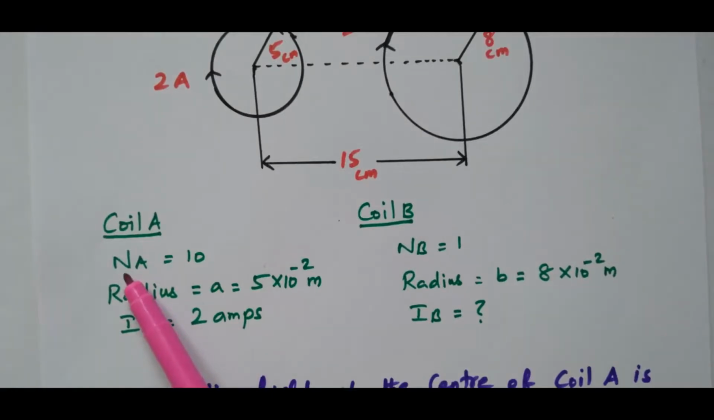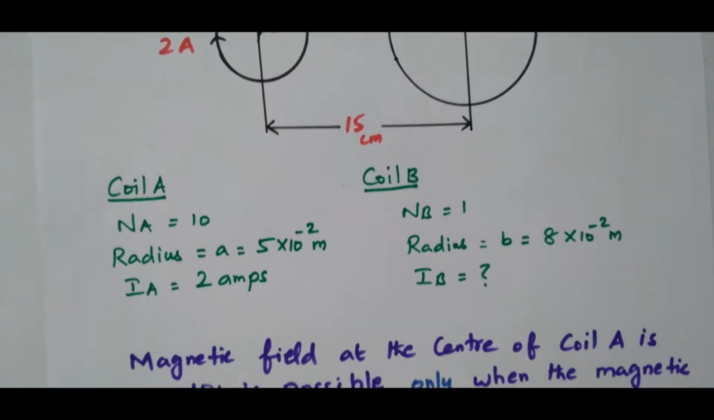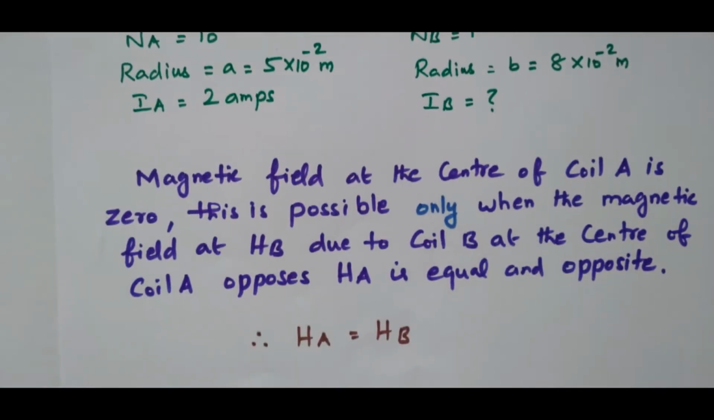The number of turns available for coil A is 10, radius 5 centimeters, that is 5 into 10 to the power minus 2 meter, current is 2 ampere. For coil B, number of turns is 1, radius is 8 into 10 to the power minus 2, and IB we need to find.